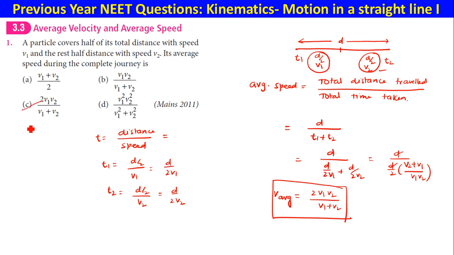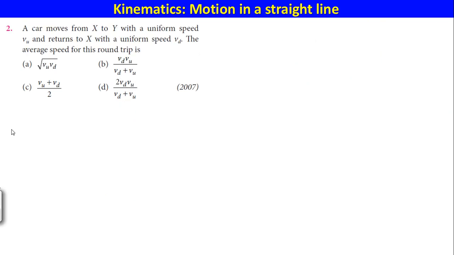What is the correct answer here? Yes, this is the one. Now the next question. A car moves from x to y. Let us say x is this point and y is this location, with a uniform velocity, say vu. Next, it returns to x again. So it has gone from x to y, and again reaches x from y. When moving from x to y this is the velocity, and when traveling in the opposite direction from y to x, the velocity is say vd.